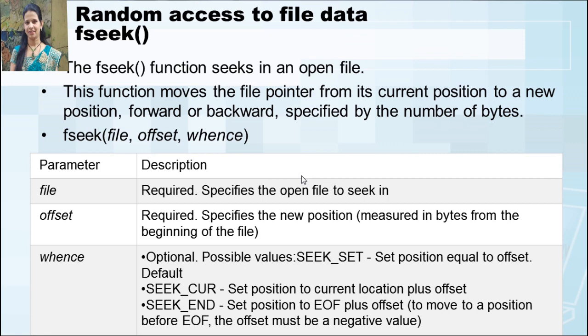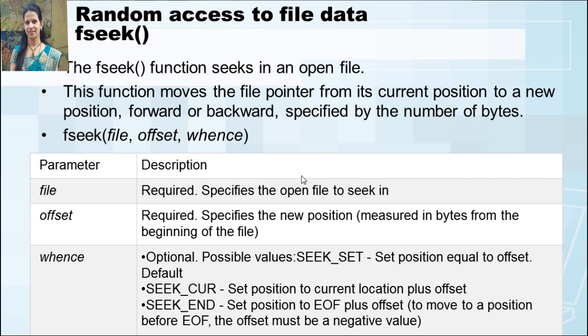It seeks in an open file. Seeks means it finds a particular location in an open file. This function moves the file pointer from its current position to a new position, backward or forward. Suppose you are at the 7th location. If you want to go to the 10th, you can easily go to the 10th, or if you want to move back, you can go to the 5th also.